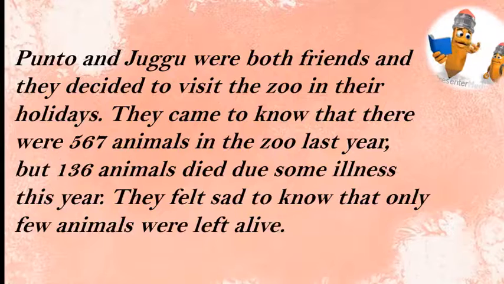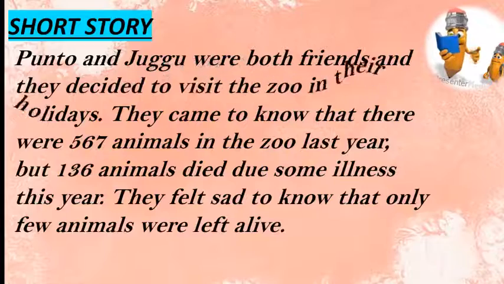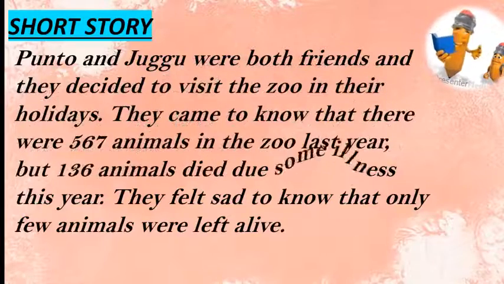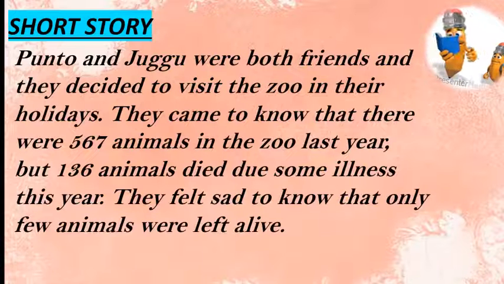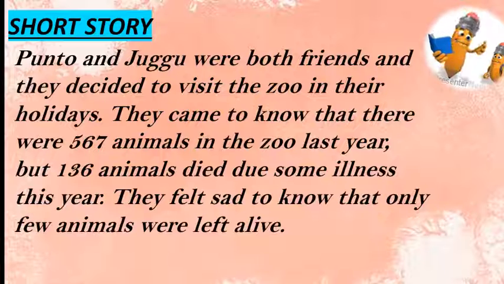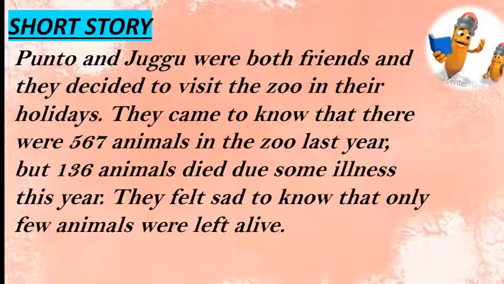In the same way, two friends, Pintu and Jagu, visited the zoo in their holidays. They came to know that there were 567 animals in the zoo last year, but 136 animals died due to some illness this year. Here, they felt sad to know that only few animals were left alive. Pintu asked Jaggu, "How shall we find the animals which are still alive in the zoo now?" Jaggu answered, "It is simple to find, Pintu. If we subtract 136 from 567, we can find the animals left in the zoo." From this story, both the friends learned that subtraction is the process of finding the difference between two numbers or quantities.